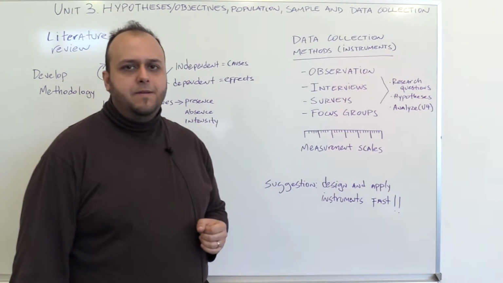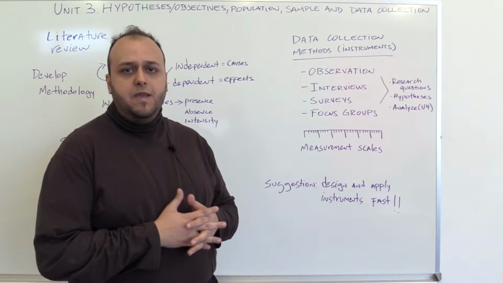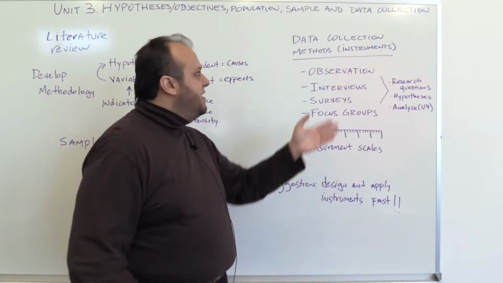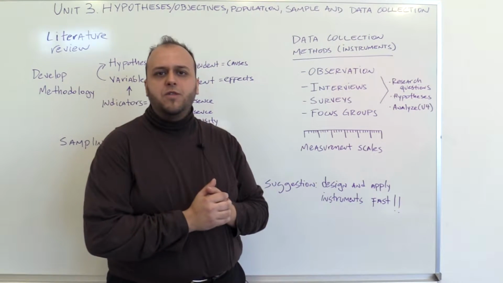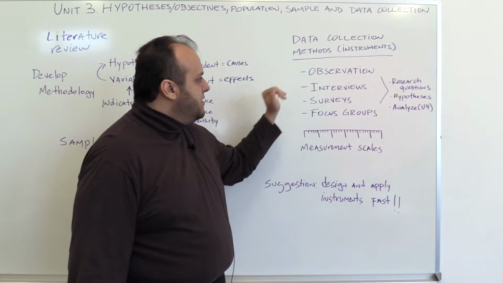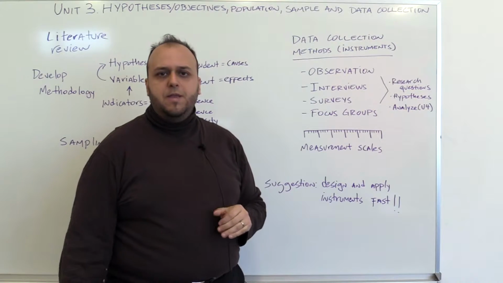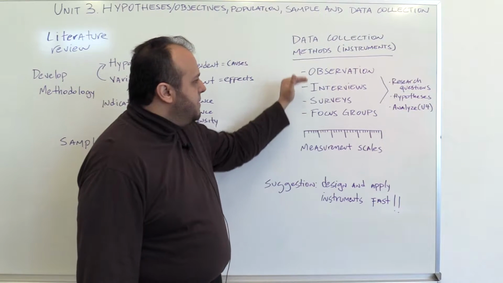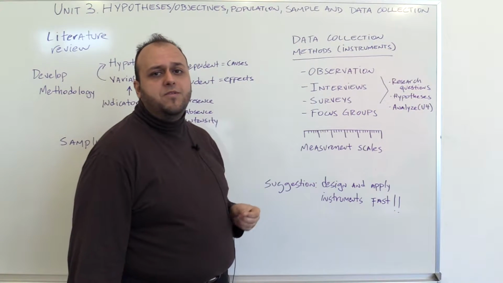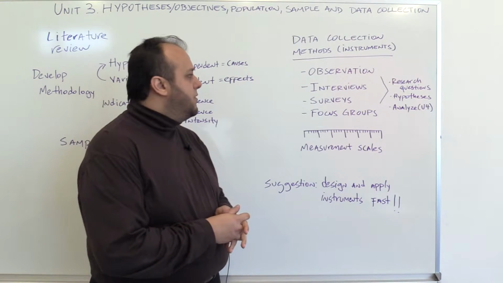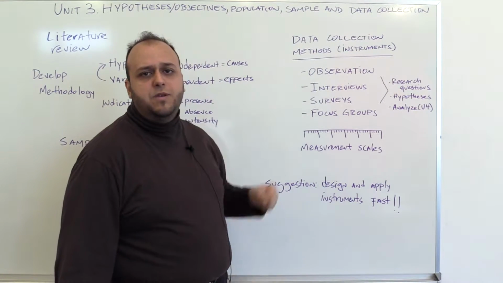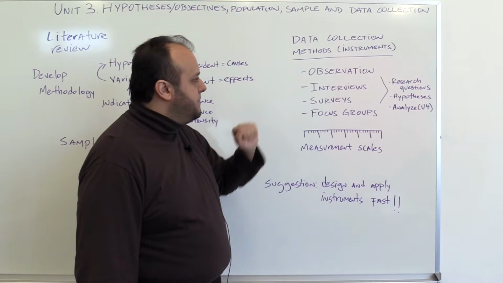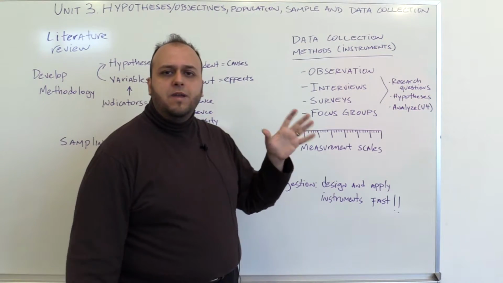Once you have decided your sample, you stated your hypothesis, it's time to design your data collection methods. You can call them also instruments. The main instruments that you're going to use in this course are observation, interviews, surveys, and focus groups. Depending on your research topic and your research questions and hypothesis, you will have to decide which of these methods are the best suitable for your research. You may also use a combination of these instruments. For example, you can use observation and interviews, or interviews and surveys. You can combine them.